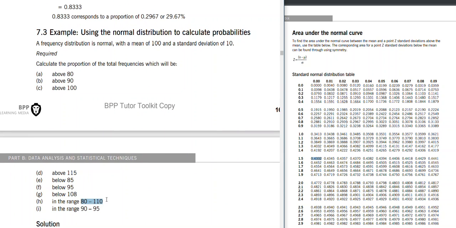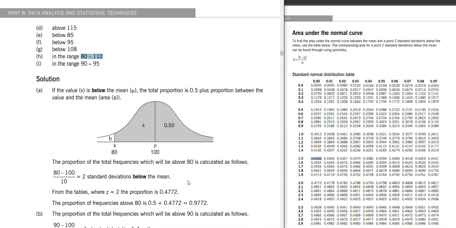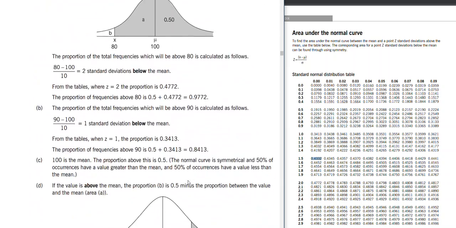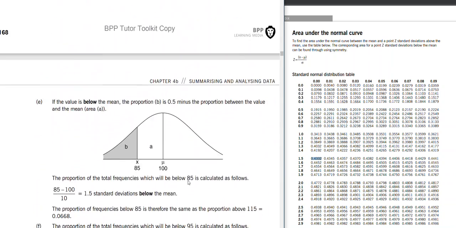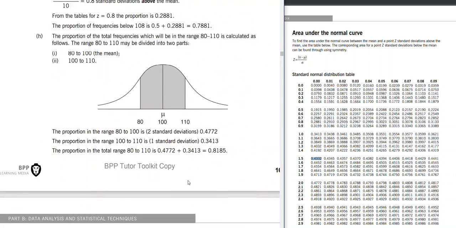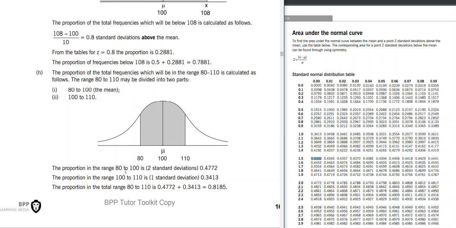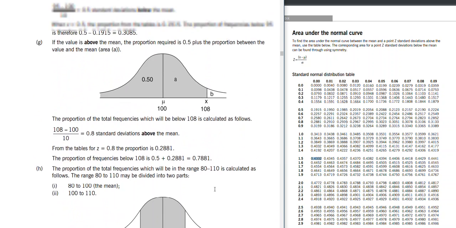Yeah, we are looking at the example of 80 and 110, which is H. So from 80 to 100, we have a standard deviation of 2. It is already calculated. You can do your calculations. So this gives us 47%, which is an area from here to there. And then this other calculation gives us 43%, which is an area from here to there. You just add both, and that is your answer.